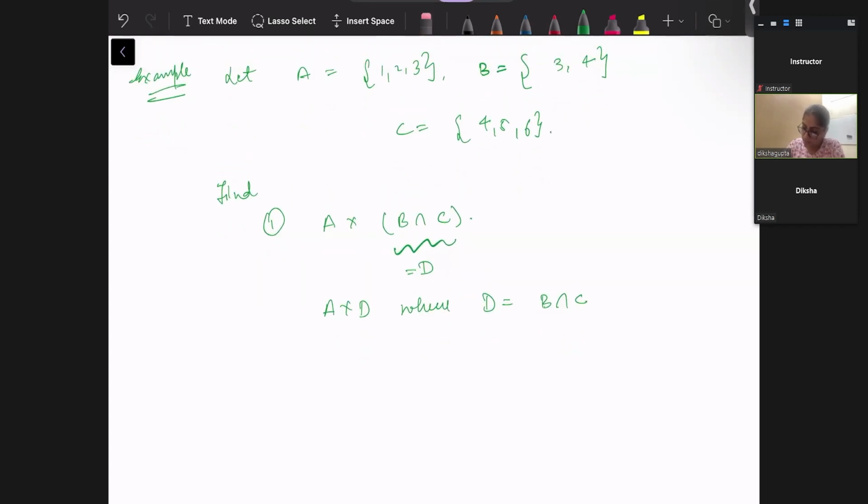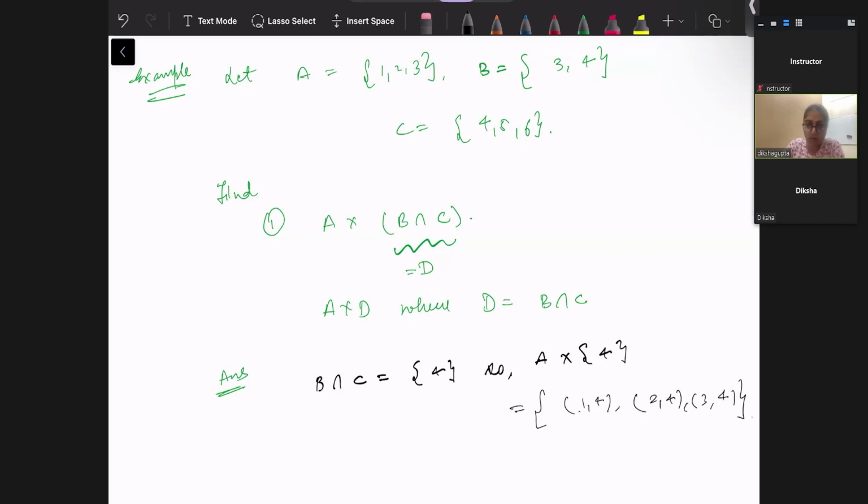Should not be difficult. So B intersection C is, what are the elements which are contained both in B and C, which is only 4. So A cross the set {4} will be nothing but the set {(1, 4), (2, 4), (3, 4)}. I'm taking an element from A, pairing it with 4: 1 comma 4, 2 comma 4, and 3 comma 4. Right?